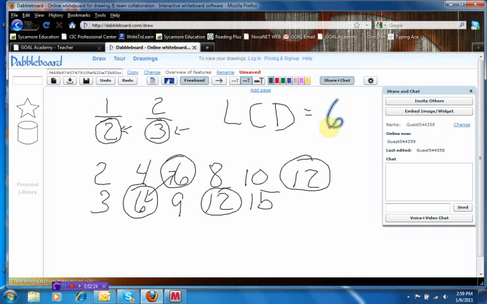I need to erase this. I need more room. So does that make sense? Okay. Yeah.